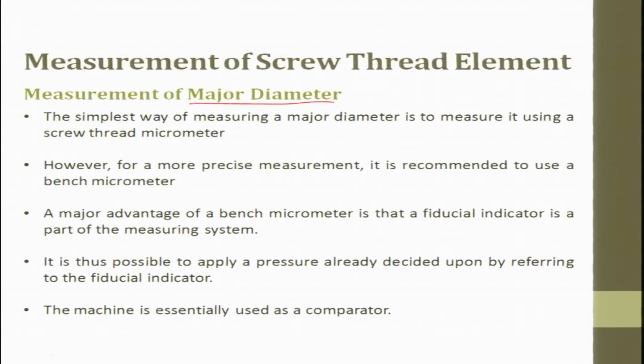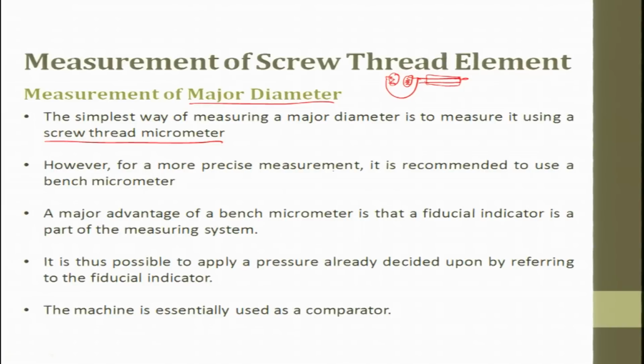First, let us see how we measure the major diameter. The simplest way of measuring a major diameter is to use a screw thread micrometer. Generally what we do is we take a screw thread micrometer, and here we have a fixed one and here we have a moving one. We try to change the contacting point so that the screw threads exactly mate with the anvil threads, so that you can measure the diameter.